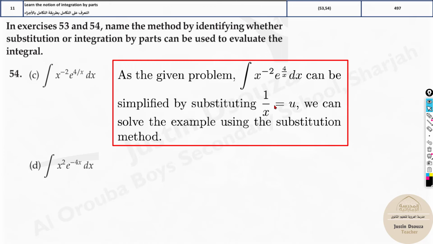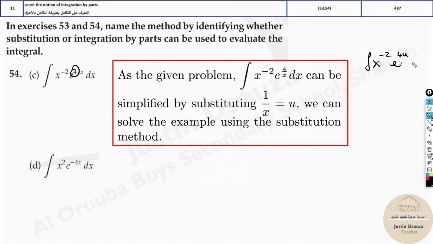Now here you can u-substitute as 1 by x. I was carried away, I said 4 by x. Why 1 by x? Because this is a constant value. So basically what you do is, anyway, this is not there to solve, but I'm just telling, integral x minus 2, it will be e to the power 4u.